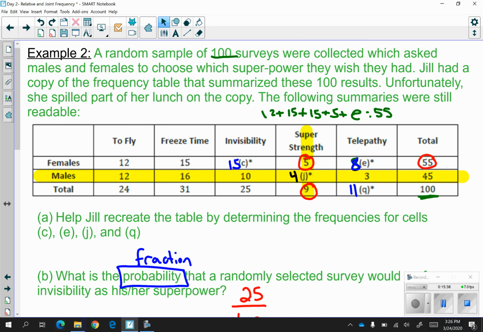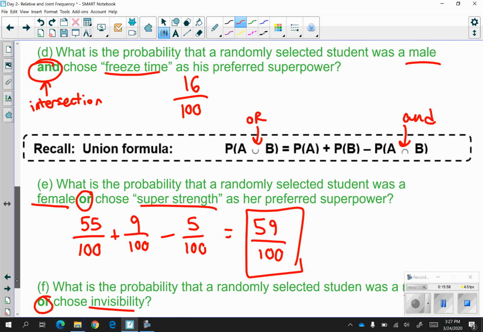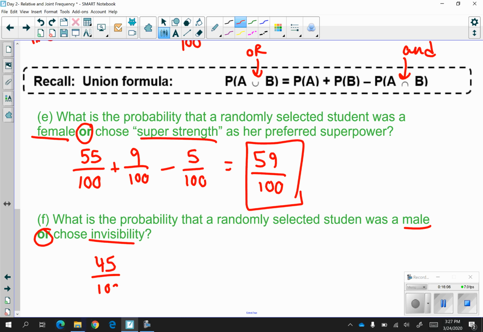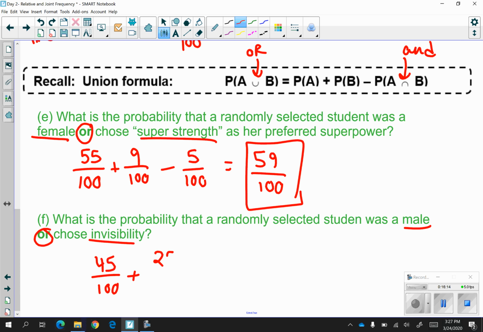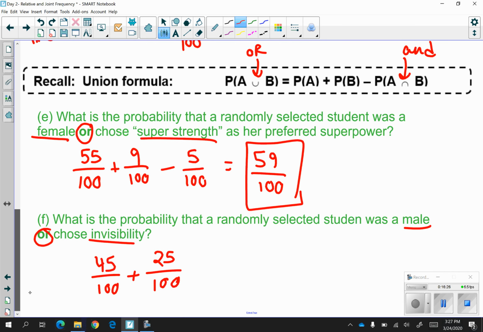So now we're looking at the number of males and invisibility. Our totals are switching to 45 and 25, and you're going to subtract the overlap. So the probability that they are male is 45 out of 100. The probability that they like invisibility is 25 out of 100. The probability that they are male and prefer invisibility is 10 out of 100, the intersection. And when you complete the problem, you're going to end up with 60 out of 100.